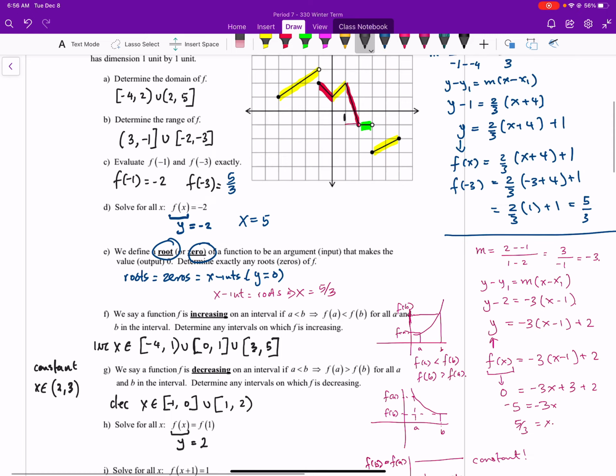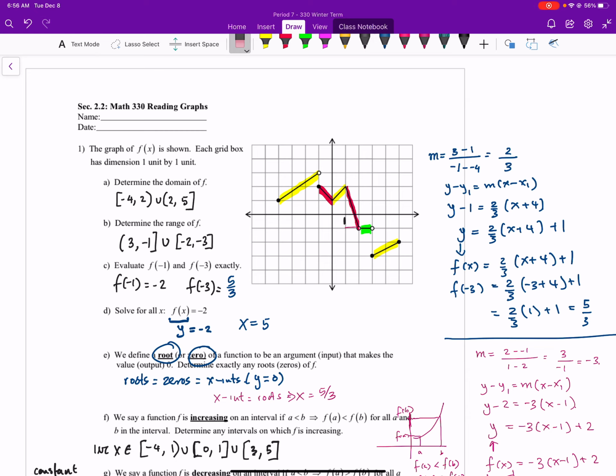So again, you return to the graph and you're going to try and locate where 2 is. So 2 is right here. And find all the x whose y value is 2. Well, 2 of them are fairly easy to get. One of them is right here. The other one is right here. And the third one is right there.